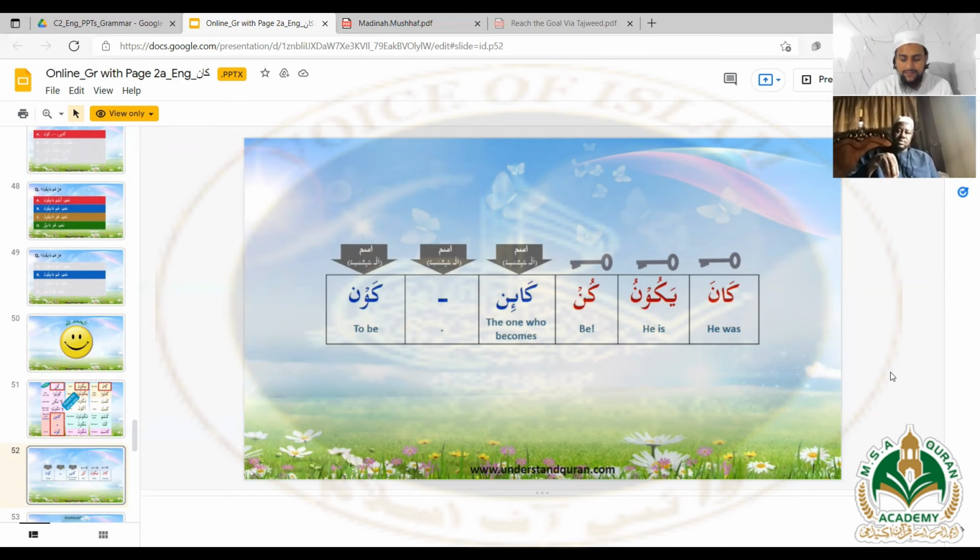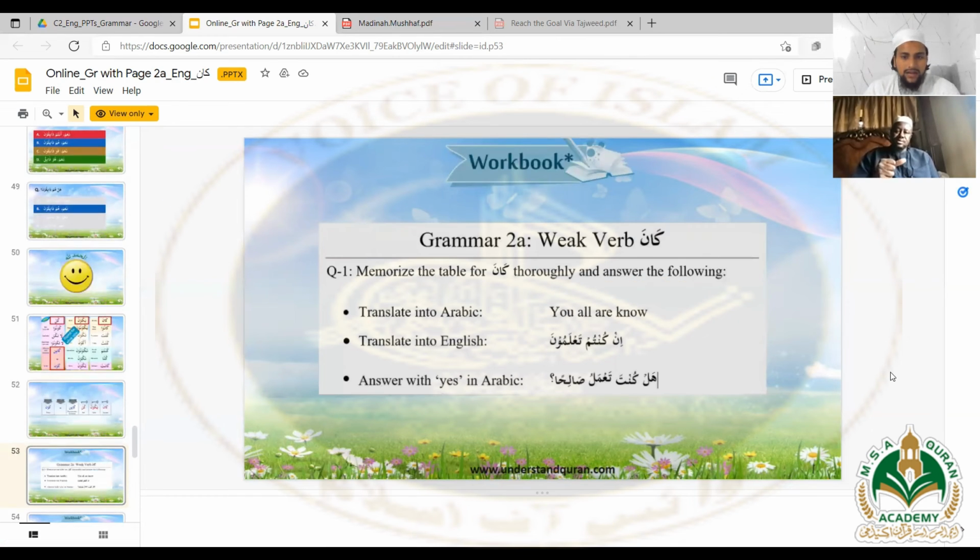Kon. Kan. So workbook grammar 2A weak verb kana. Question 1. Memorize the table for kana truly and answer the following. Translate into Arabic: You all are no. Translate into English: In kuntum ta'lamun. Answer with yes in Arabic: هل كنت تعمل صالحا. This is in workbook.